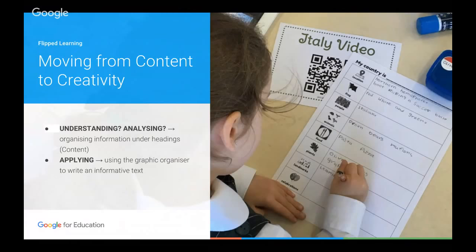This graphic organizer, we then take the graphic organizer and then we teach them how to write an informative text. So these headings on this particular video are going to be her subheadings for an information report that she's going to write on Italy. She's applying the information she's learnt. You could also say that writing an information text from what she learnt in the video can then be creating.